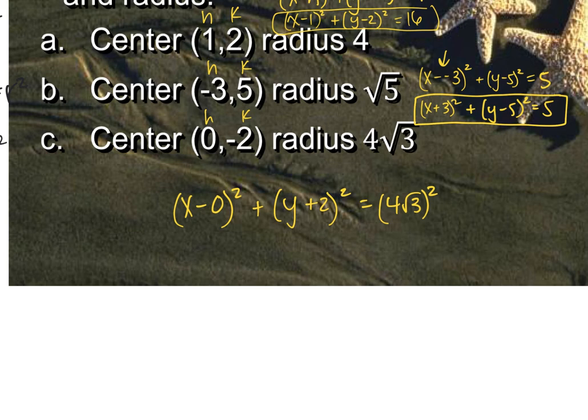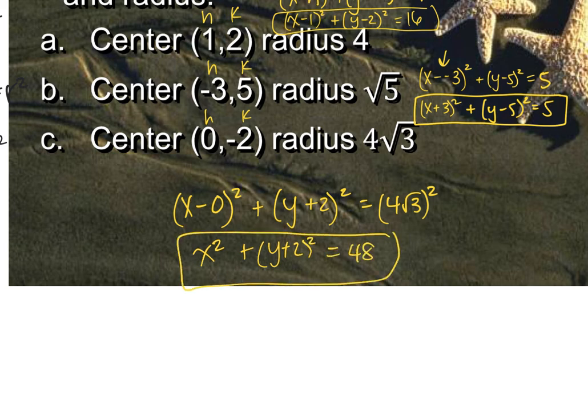I want you guys to write it as x squared plus y plus 2 squared equals 48. This is your final answer. Notice x minus 0 is just x, because if you subtract 0 from anything, it's just x, so we write it as x squared. Do you guys see that? Questions? Okay?